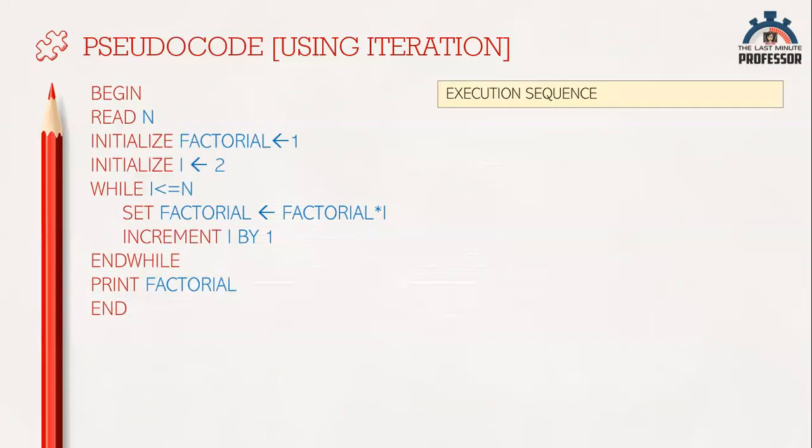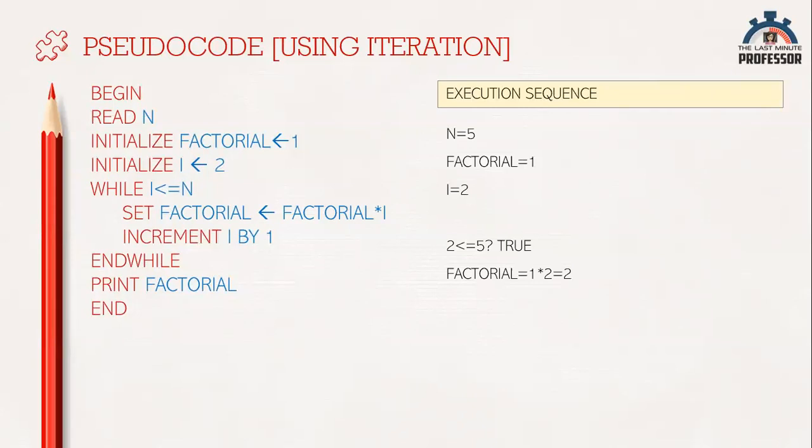So here n value is 5. So next step, we see it as initialize factorial as 1. So factorial is equal to 1. Initial I value is equal to 2. So I is equal to 2. So now a condition is being checked. Is the value of I less than or equal to n? That is 2 less than or equal to 5? True. So the statements inside while loop get executed. Factorial is equal to factorial into I. So that is 1 into 2, which is 2.